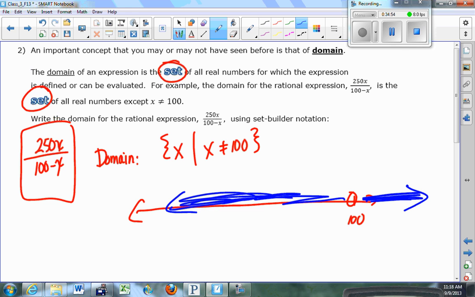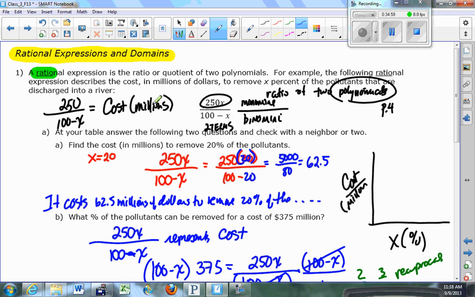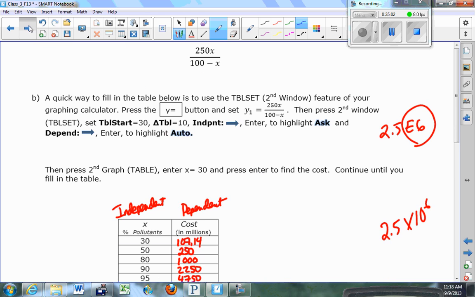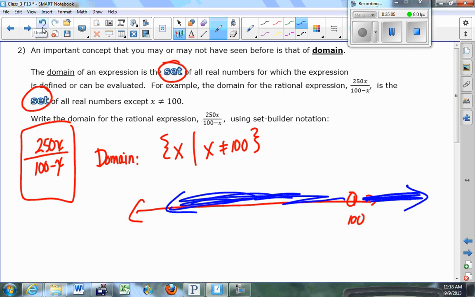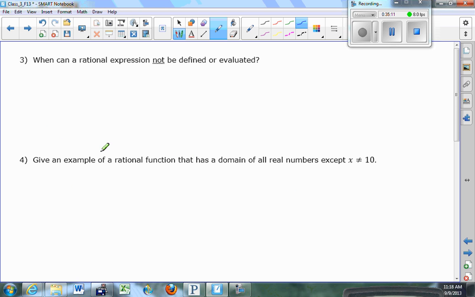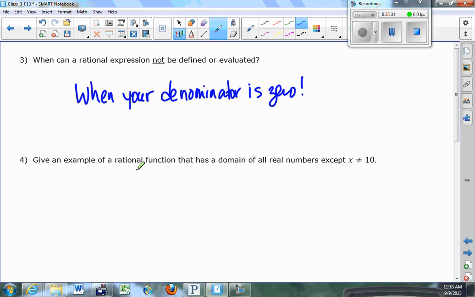Okay. Any other questions? Okay. So sometimes it's nice to start off with an application, and then when you try to generalize, it can get a little confusing. But this is just called a rational expression. It has no story to it. All right. So when can a rational expression not be defined or evaluated? When your denominator is 0, right? So that's all you have to hold on to right now. That's the only thing you have to worry about. You don't have to worry about the numerator. You don't have to worry about anything else.